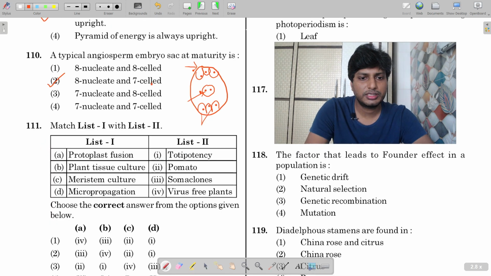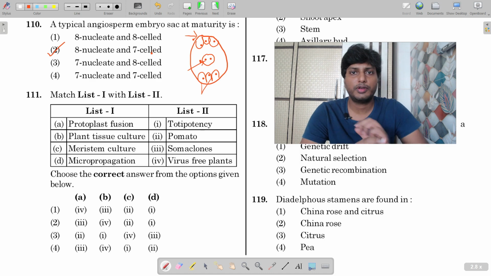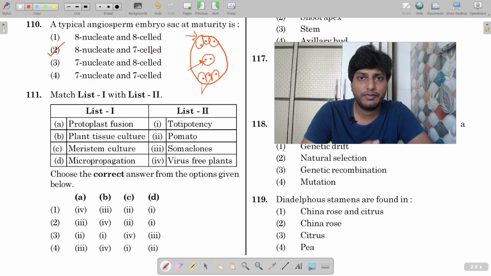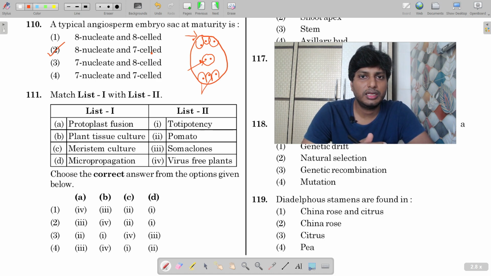So let's attempt this last particular question, dear students. The question says, match the column. The options in the first column are protoplast fusion, plant tissue culture, meristem culture, and micropropagation. In the second column, the options are totipotency, pomato, somaclones, virus-free plants. So the very first option, that is protoplast fusion. What do you mean by protoplast fusion? The protoplasm, dear students, is the living matter of the cell, which consists of the cytoplasm as well as the nucleoplasm, which is basically the fluid inside the nucleus.